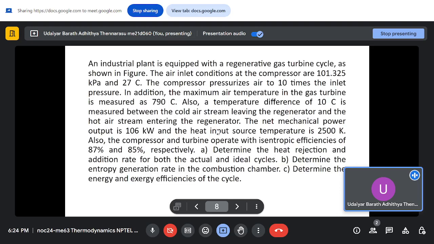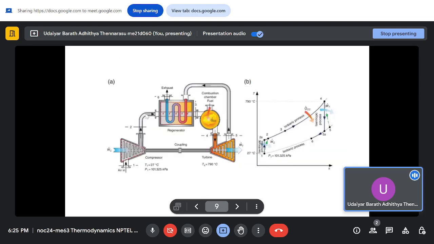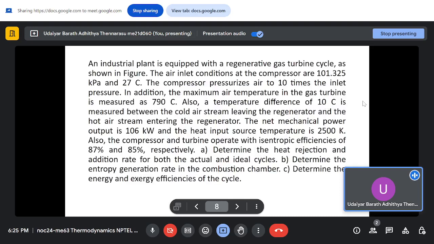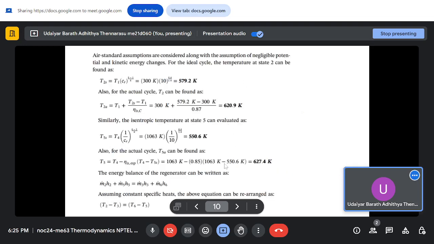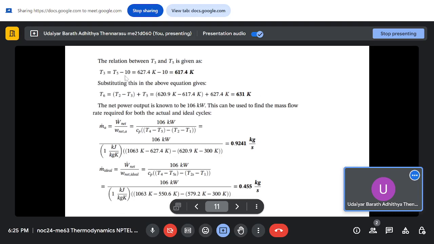Cold air, sorry, also a temperature difference of 10 degrees is measured between the cold air stream. The cold air stream is 2-3 because that is getting heated up, so that will be a cold stream, and 5 to 6 is your hot stream. So the cold air stream leaving is state 3, and your hot air stream entering is 5. So T3 minus T5 is given as 10 Kelvin. So that's what is written here.